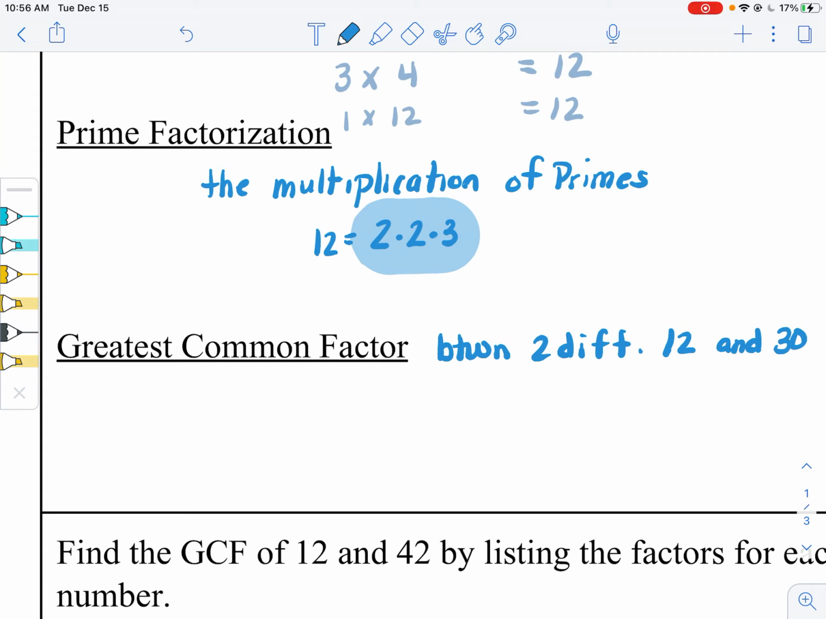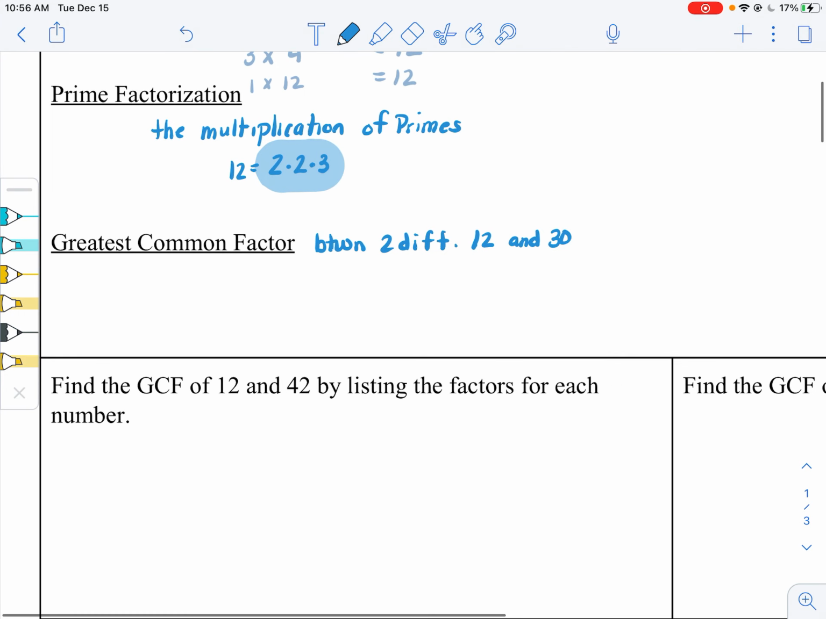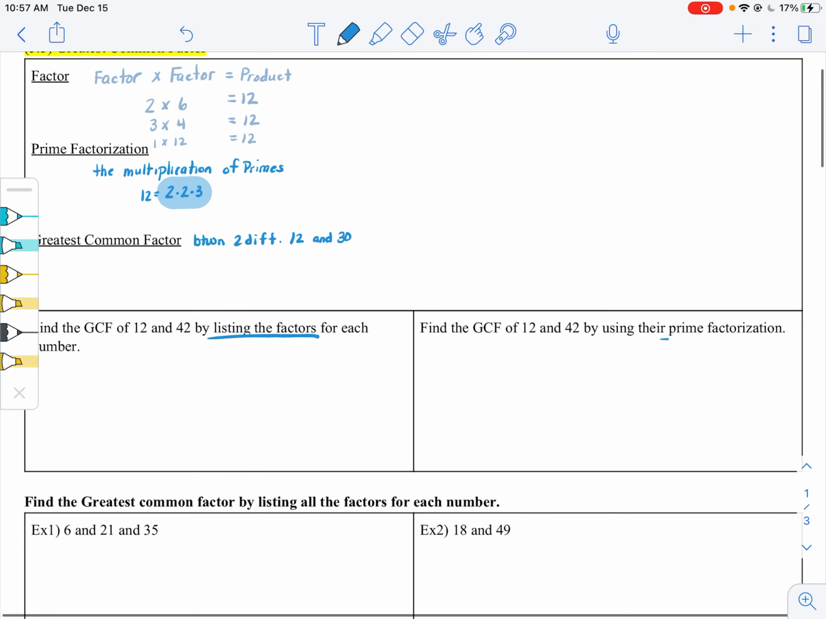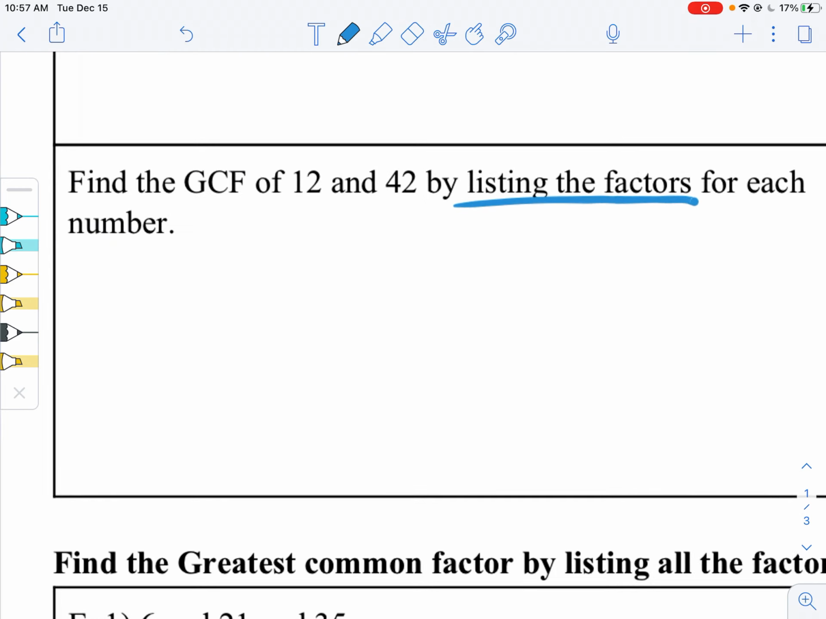So we want to find a method. We have 2 methods to do this, and we are going to discuss the 2 different methods. The first method is by listing the factors, and the second method, we're going to do the same question twice, is by using the prime factorization. So the first thing we're going to do is list the factors for 12 and list the factors of 42. And we're going to see which one they have that's the biggest.